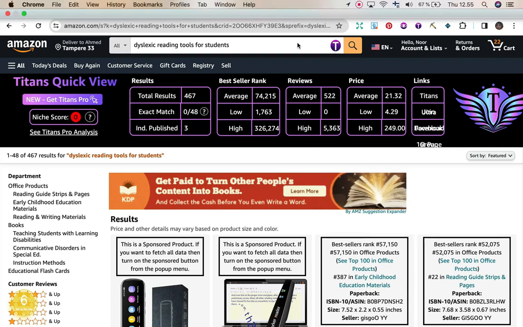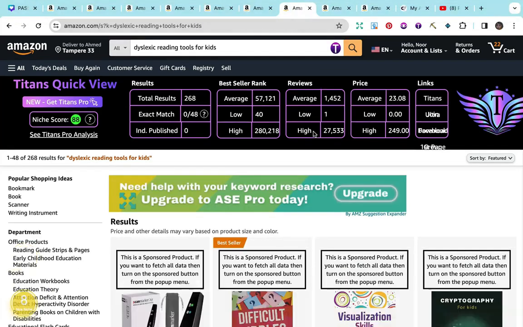So let's dive into the third keyword for the day, and our third keyword for the day is dyslexic reading tools for kids. Then again, beautiful to be used for the subtitle or for the 7 keyword slots because it's very general. It covers a lot of different things as well. First off, we have a strong and solid keyword niche score of 88, which is actually one of the highest that I've seen so far.